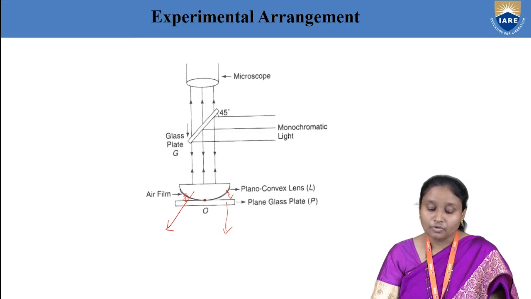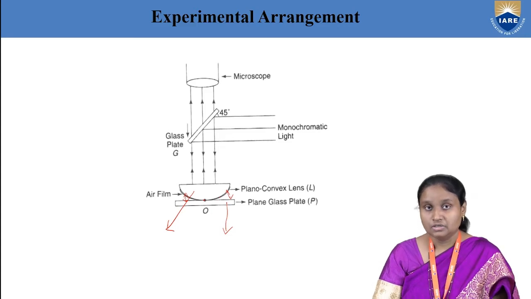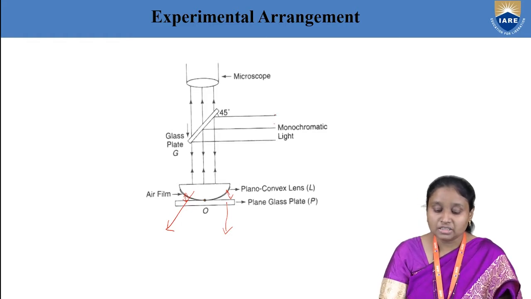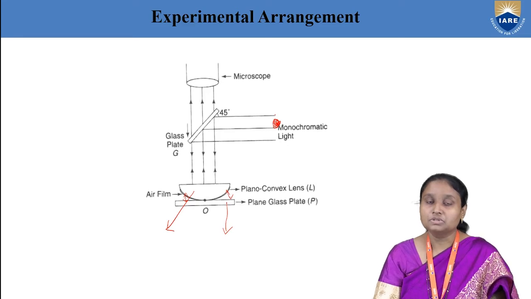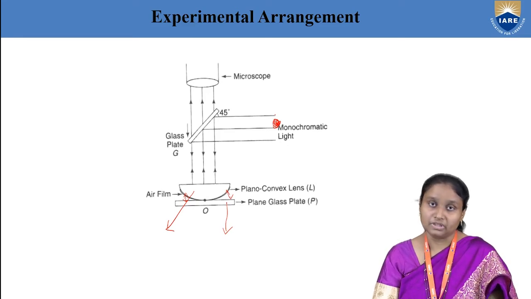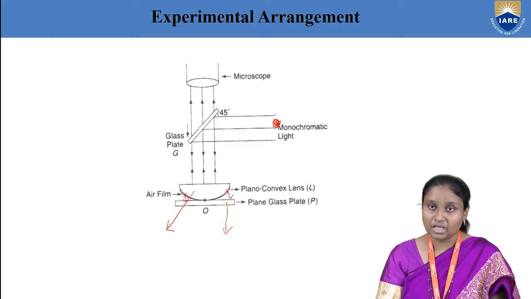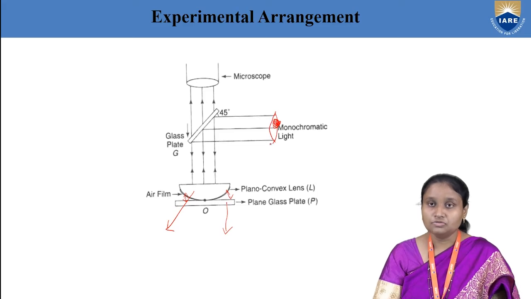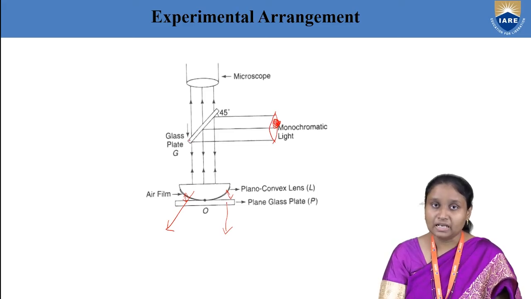What we are going to do is expose that air film to light, so we have to make light fall on it. For that, I am taking a monochromatic source. What do we mean by a monochromatic source? A source which has a single wavelength. Light from that source, using a lens, we make fall on another plain glass plate.